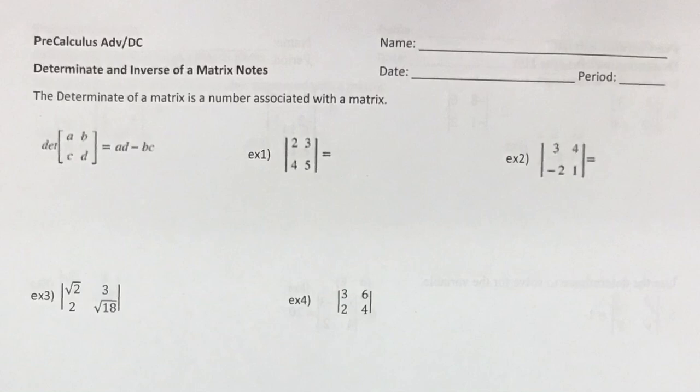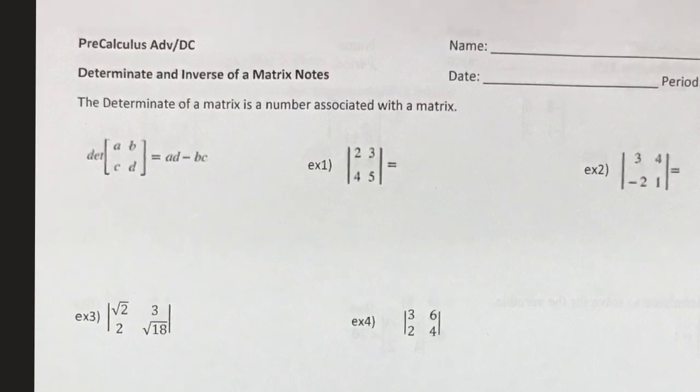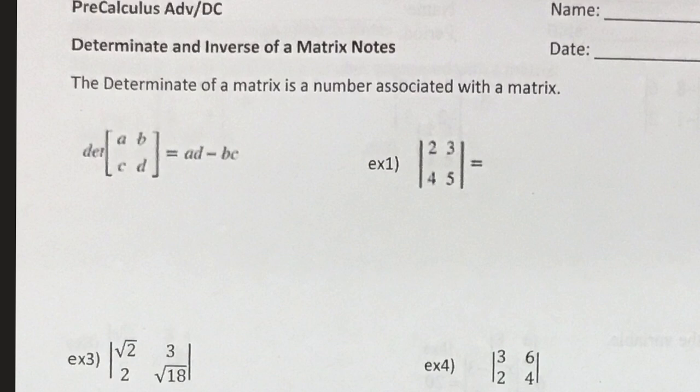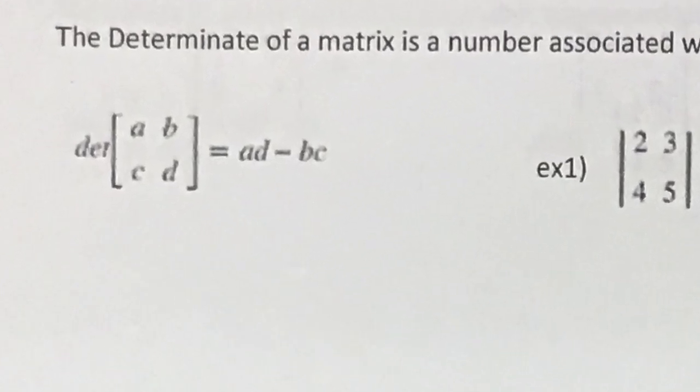So today's lesson is all about finding a determinant. Okay, a determinant is of course just a number associated with a matrix and is found by doing this diagonal multiplication. So we do A times D, right, down that diagonal, and then we subtract the product down the other diagonal.